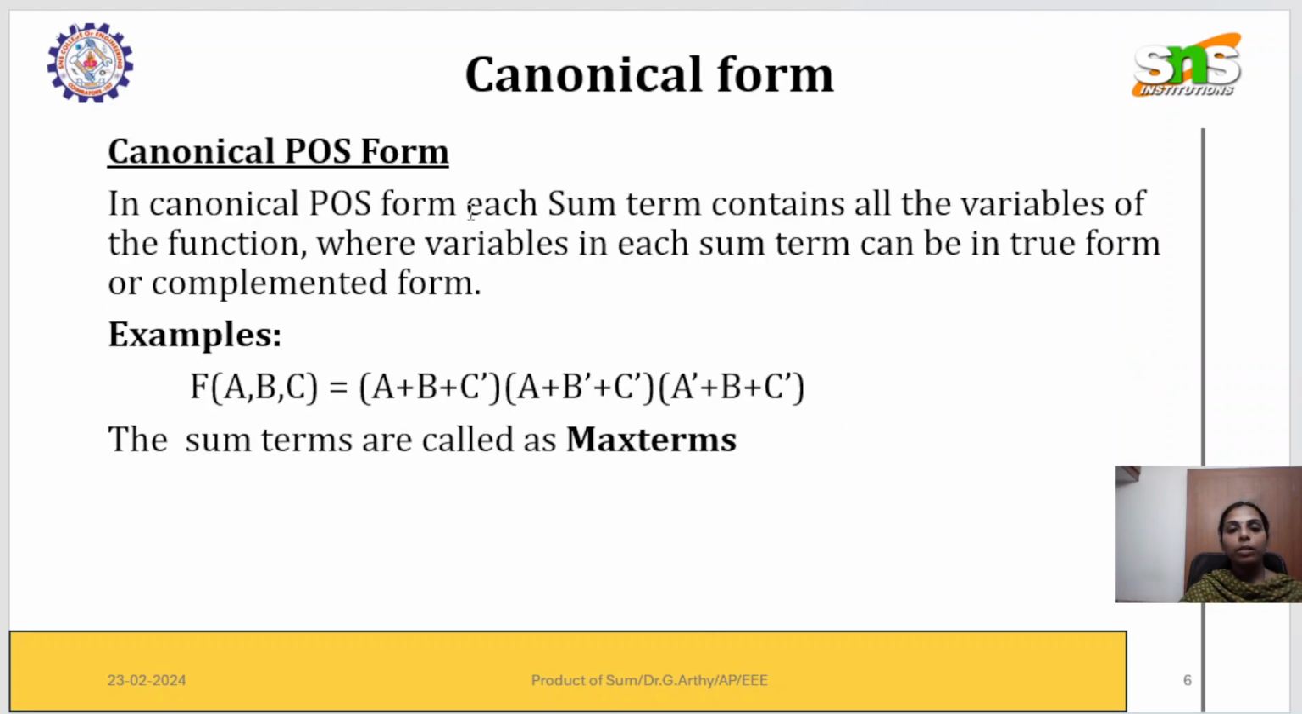Now coming to this, it is the canonical form of representation. In canonical form, every term has all the variables. So this is a Boolean expression with variables A, B and C, and the second and third terms also contain A, B and C. Since all the variables are present in all the terms, we call it the canonical form of POS. In SOP, these terms are known as min terms. In POS, these sum terms are known as max terms.